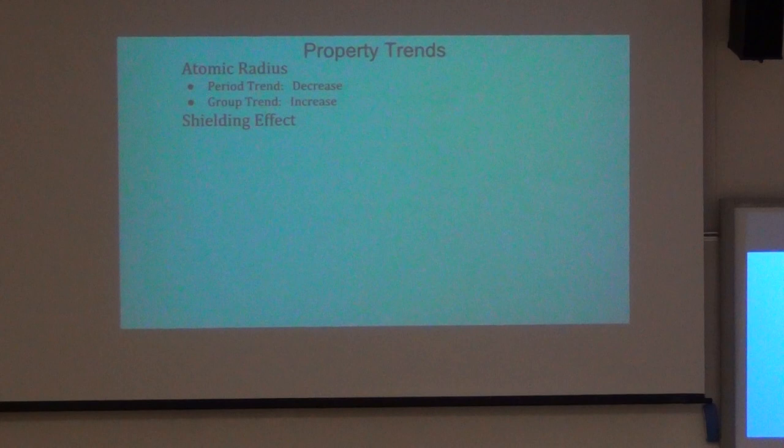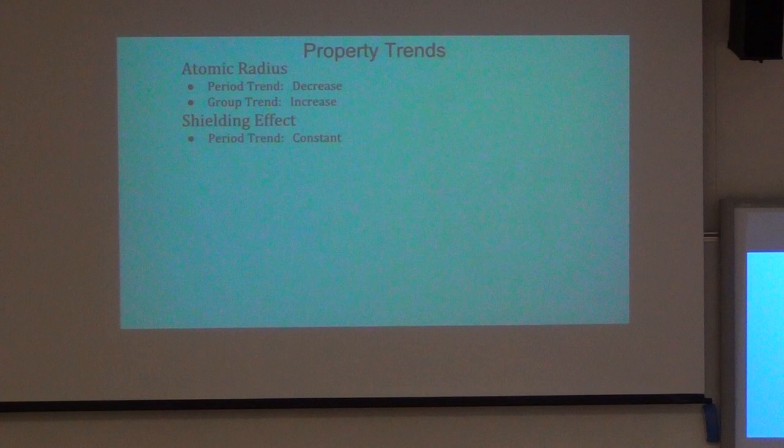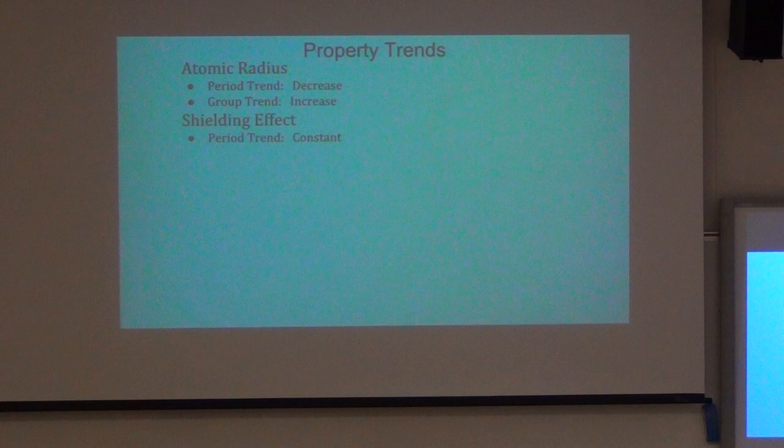Our next thing we talked about was the shielding effect. So that's kind of the protecting and shielding the outermost electrons from the nucleus. There are other electrons in lower levels kind of blocking those outermost electrons from the power of the nucleus to attract them. So the period trend is constant. It doesn't really change. You still have the same lower energy levels present as you go across the period because you're adding on to that one period as you're going. So you really don't affect the shielding as you're going from left to right.